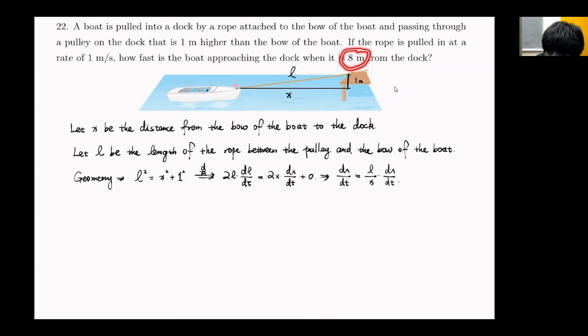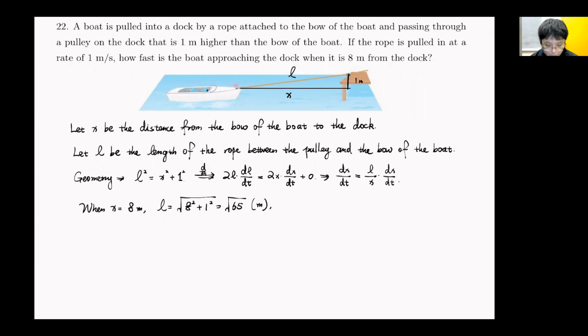We are interested in the moment where the boat is 8 meters from the dock. So at that moment, again from this picture, you see that L is precisely going to be the square root of x squared plus 1 squared. All right, so this is going to be my L and x to be plugged in the formula over here. Now let's write that down. When x equals 8 meters, you know that L equals the square root of 8 squared plus 1 squared. So 8 squared equals 64, and 64 plus 1 equals 65. So L is going to give me root of 65, and the unit is meter. And this is a little bit above 8.